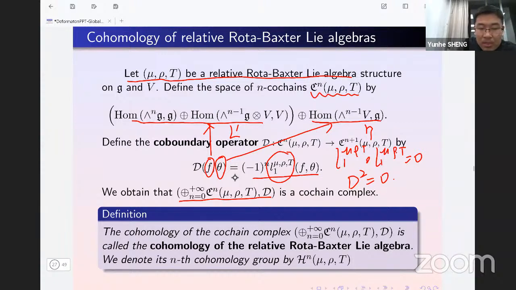The cohomology of this cochain complex is called the cohomology of the relative Rota-Baxter Lie algebra, and we denote the nth cohomology groups by this notation. So now we have given the definition of the cohomology of relative Rota-Baxter Lie algebras.